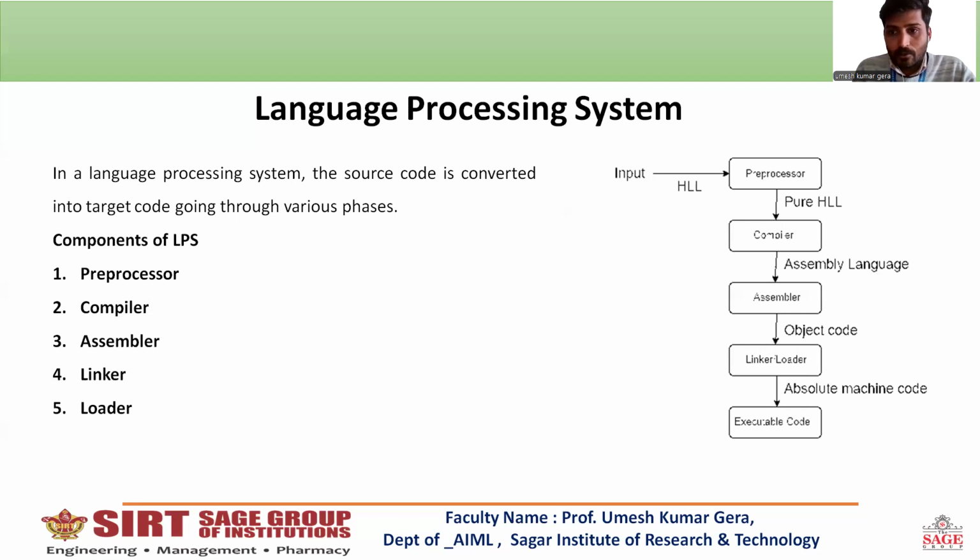So there is an important point. The machine code is divided into two parts: one is relocatable machine code and the second is absolute machine code. What is the difference between these codes? I will discuss it at the last point, after all the phases of the compiler are discussed.